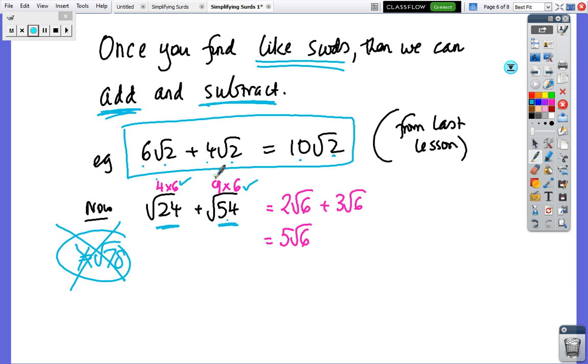So then the 4 out the front becomes the 2. So 4 and 6 become 2 root 6. 9 and 6 become 3 root 6. Again, if you're not sure, just go back to the previous slide with square rooting both numbers, but only the good number square roots. And then 2 plus 3 is 5. So copy that down. When you're ready, come to the next slide.